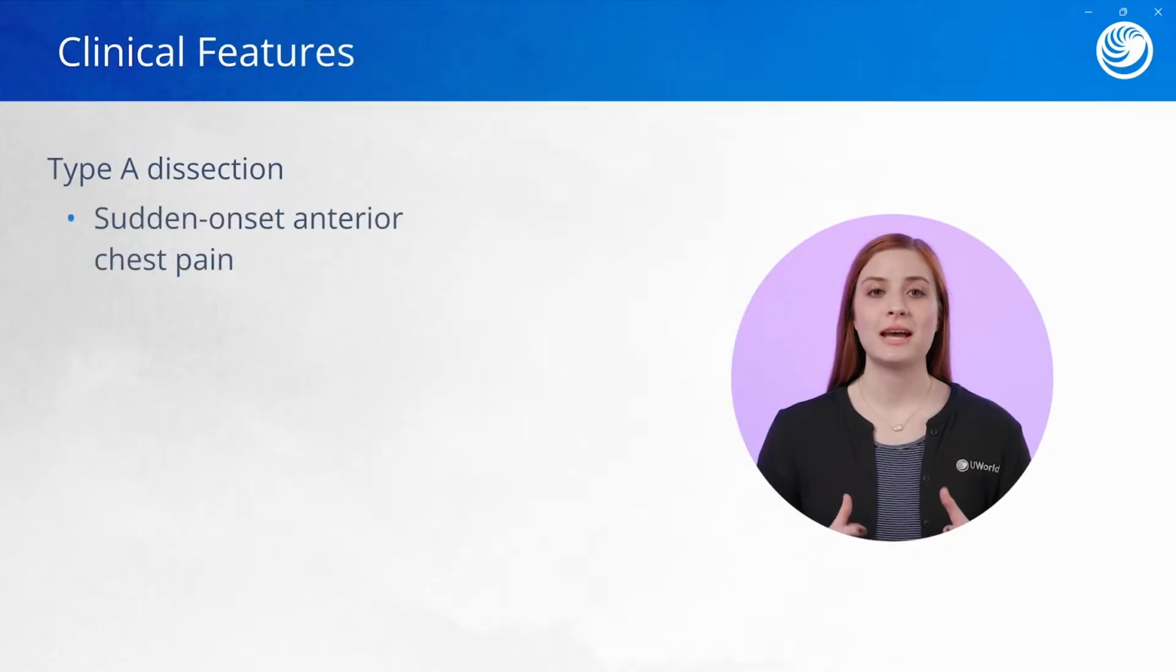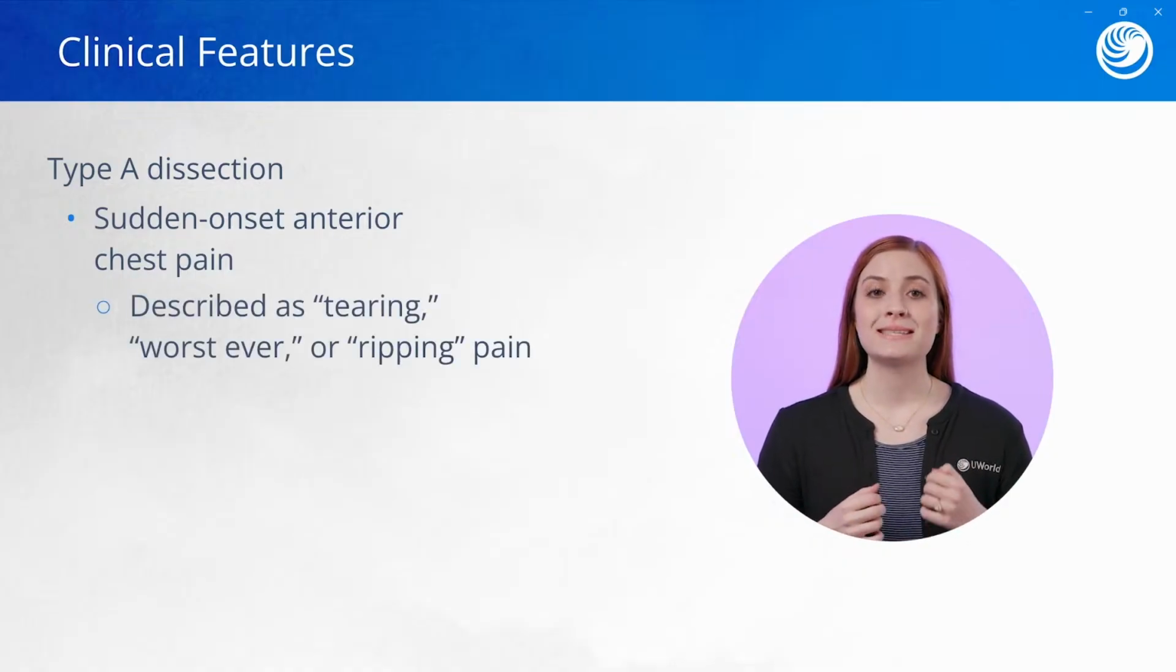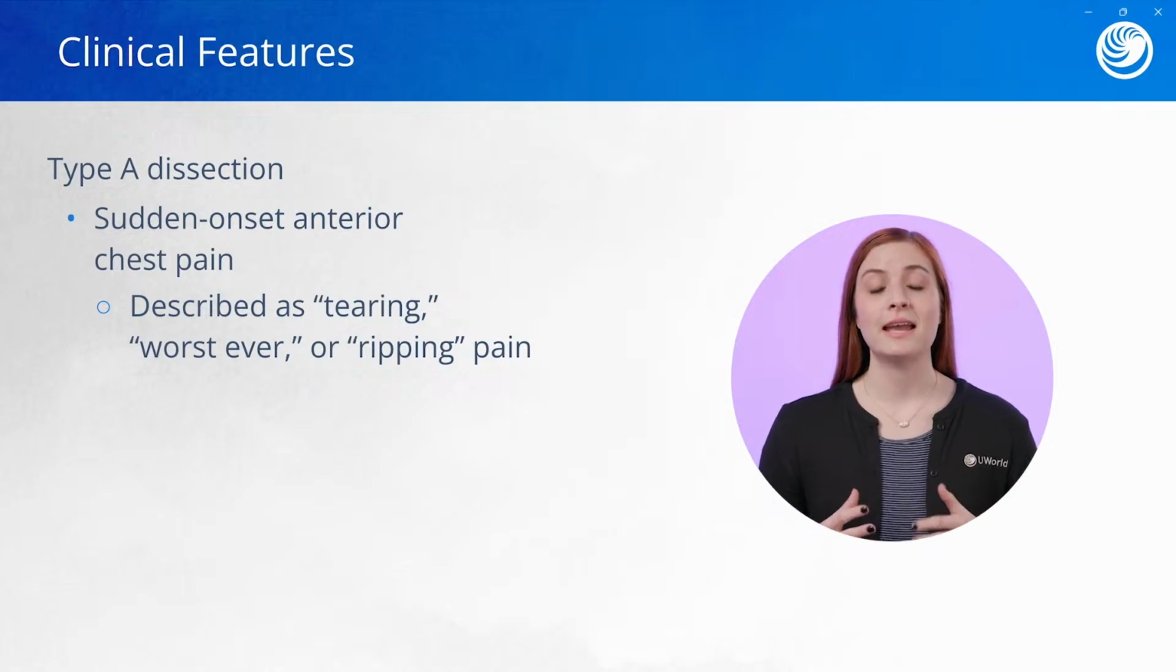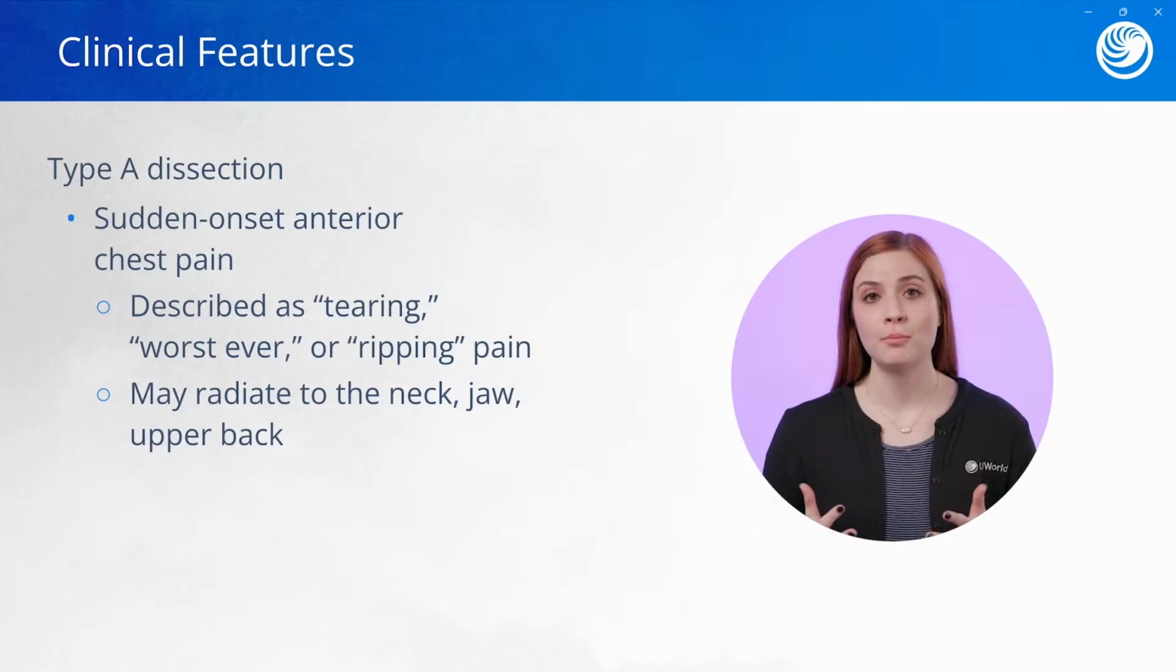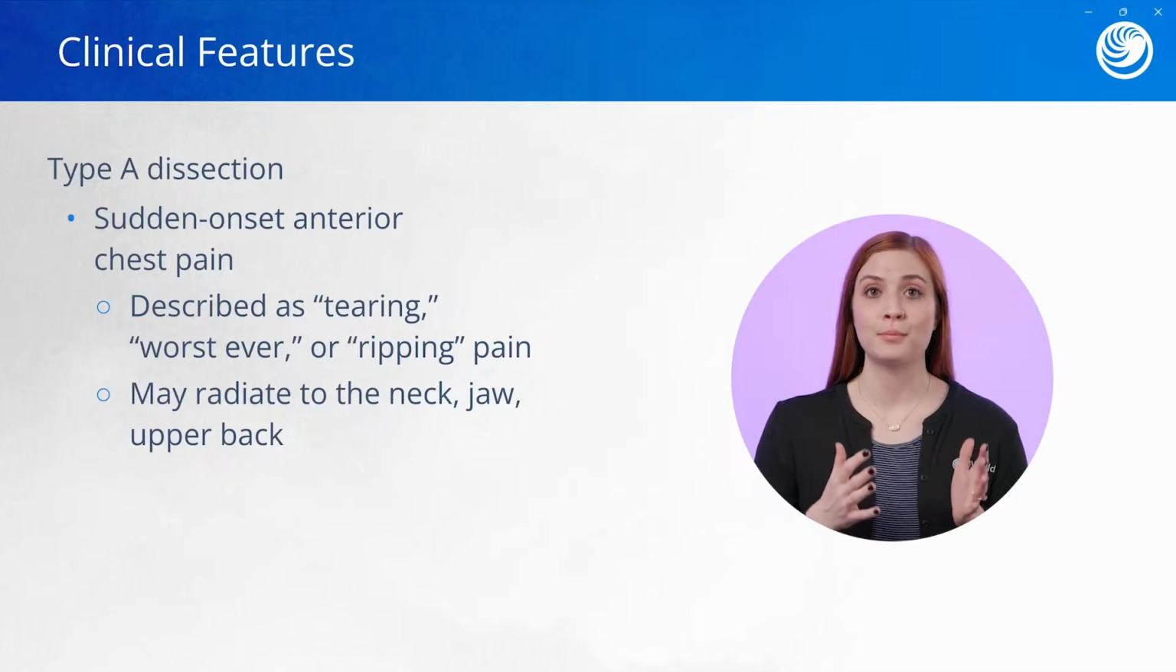So let's talk about type A and type B dissections. With type A, clients are going to have a sudden onset anterior chest pain. They may describe it as a tearing pain or just the worst chest pain they've ever experienced. It could radiate up to the neck, jaw, or upper back. And like I said, this is going to be very sudden onset. It's not going to be gradual, it's going to happen pretty quickly.